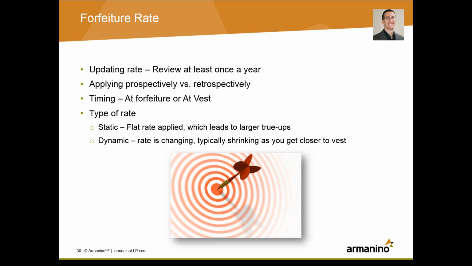The dynamic rate, again, is a little bit more challenging to recalculate and sometimes can be more challenging for your auditors. But it is a nice way to smooth out your expense a little bit because you're truing up as you get closer to vest. The theory behind it is that, if I'm a day away from vesting, I'm less likely to forfeit my award than if I'm a year away from vesting. And therefore the rates should be applied differently.